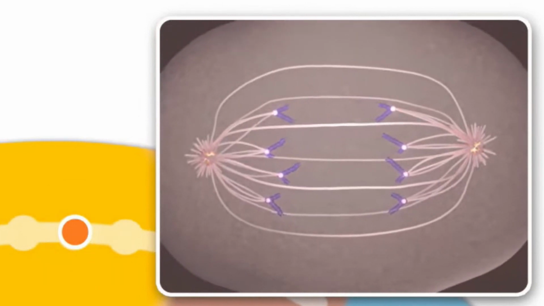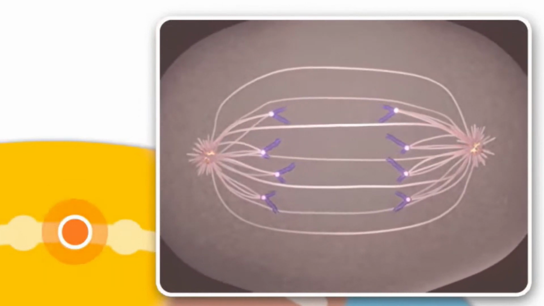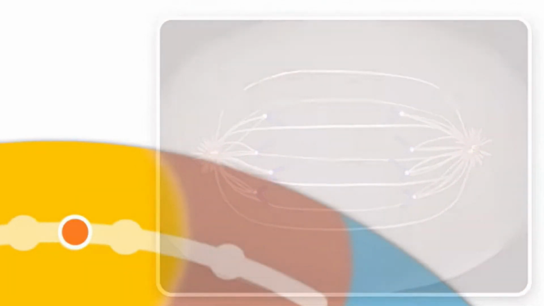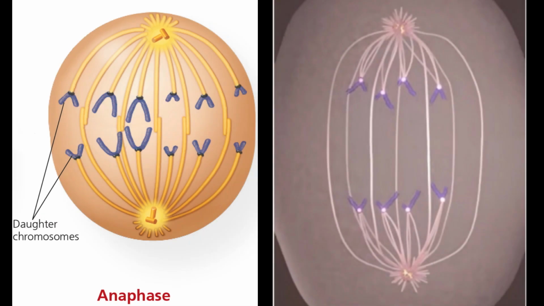This movement is facilitated by the shortening of kinetochore microtubules attached to the centromere region of each chromosome. By the culmination of anaphase, the two ends of the cell now harbor identical and complete collections of chromosomes. This symmetry is a testament to the precise orchestration of the mitotic process, ensuring the faithful distribution of genetic material.